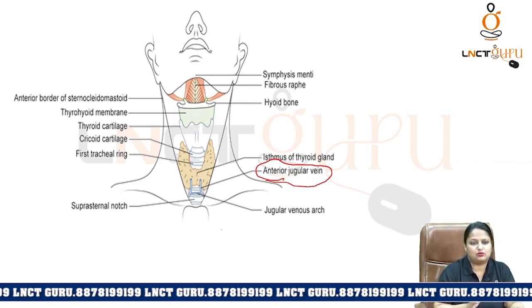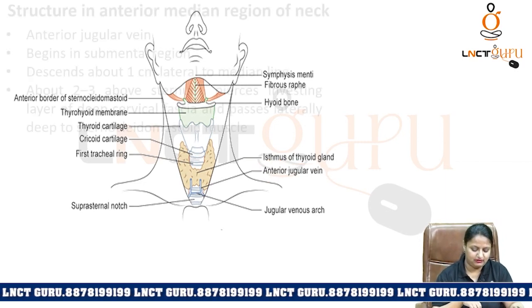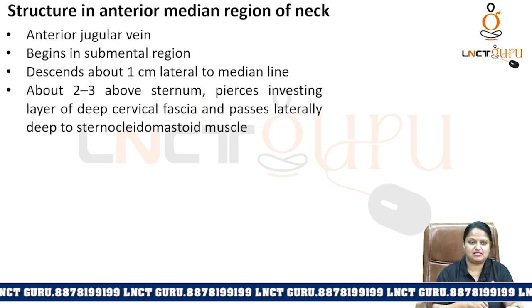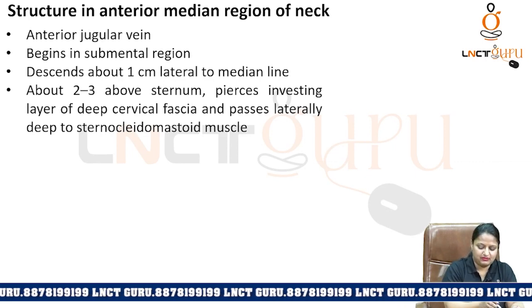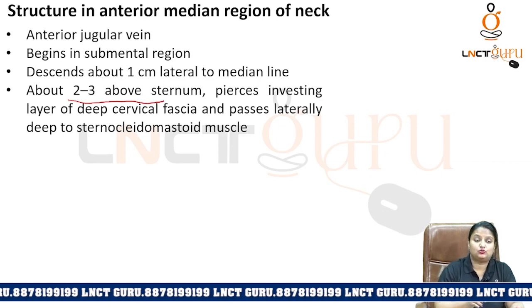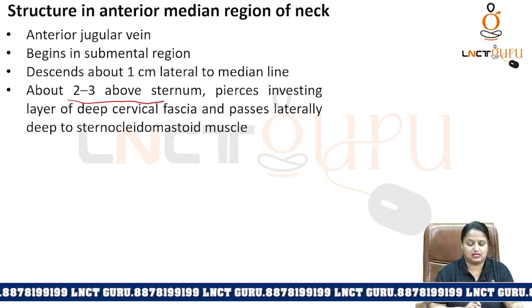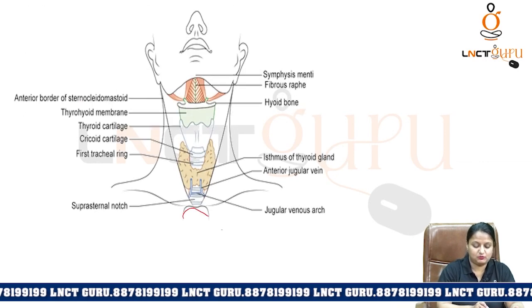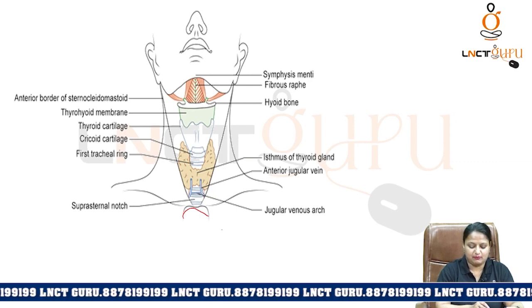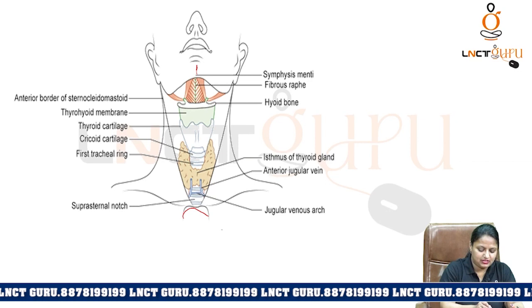Okay, anterior jugular vein, and then you can see that this vein is piercing investing layer of deep fascia, and this is present 2 to 3 centimeters above the sternum. ये कहाँ पे present रहती है, 2 to 3 centimeters just above the sternum. We have already seen in the diagram. You can once again see that this is the sternum and this is present 2 to 3 centimeters above this sternum.